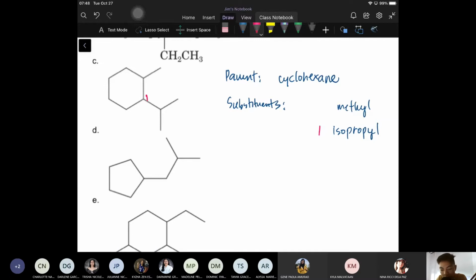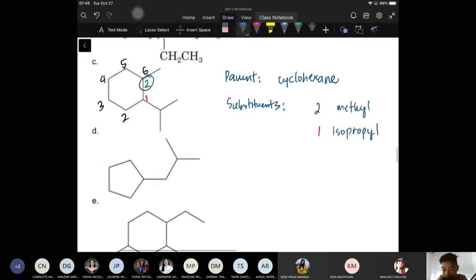Okay? Then for methyl, paano ko yan na numberan? Pwedeng 2 yan, o kaya pwede ring 6. Okay, so mamili tayo, which is okay, yun 2 or yun 6 for the methyl. Of course, mas okay yun 2. No? So we will assign the locant 2 for the methyl, 1 for the isopropyl, not 6 for the methyl, ha? Okay, so always the lowest number pa rin.